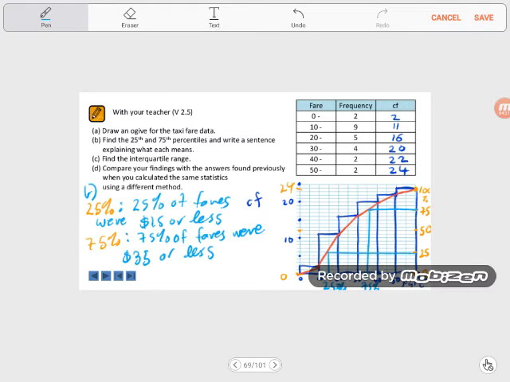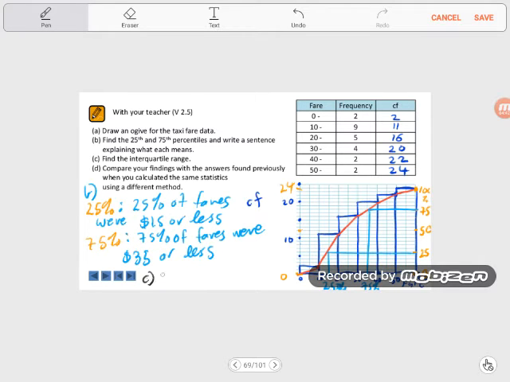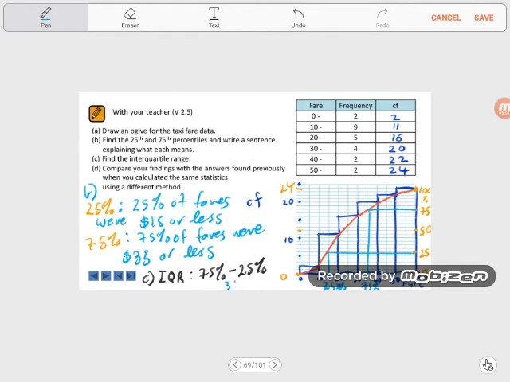So in part C, we need to find the interquartile range. I'll just call this, for part C, IQR, interquartile range. Righto, so that is the difference between the 75th and the 25th percentile, which of course is 35 take 15. So 35 take 15 gives 20. So our interquartile range, IQR, equals 20.